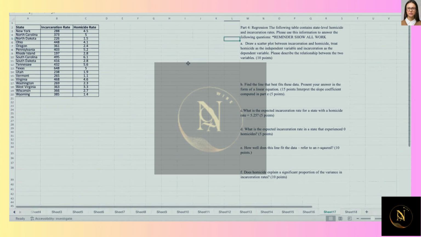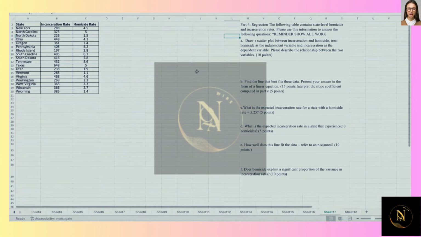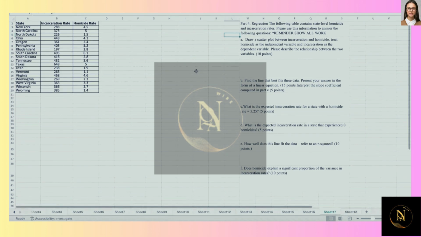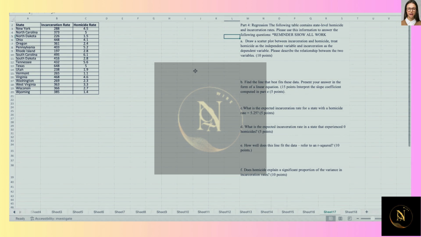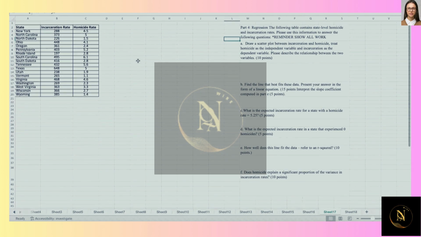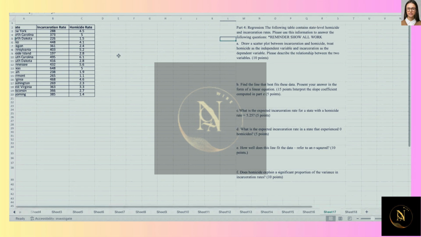The following table contains state-level homicide and incarceration rates. Please use the information to answer the following question. Reminder, show all work. So it wants you to draw a scatter plot between the incarceration and homicide. Treat homicide as an independent variable and incarceration as the dependent variable. Please describe the relationship between the two variables.